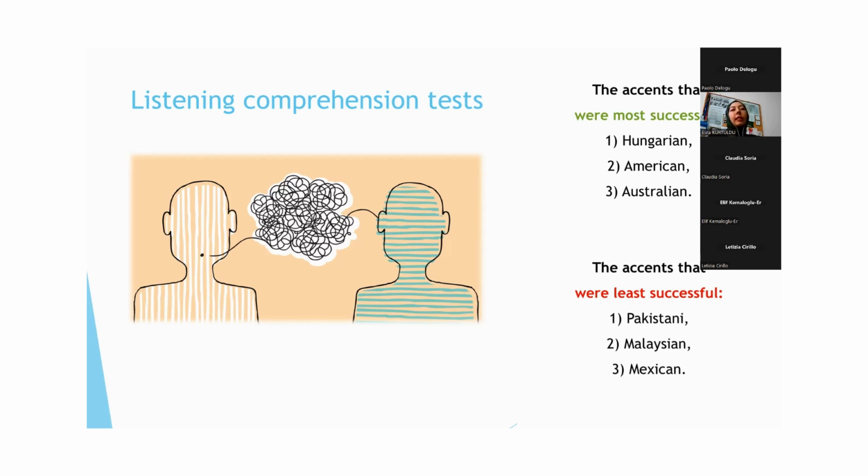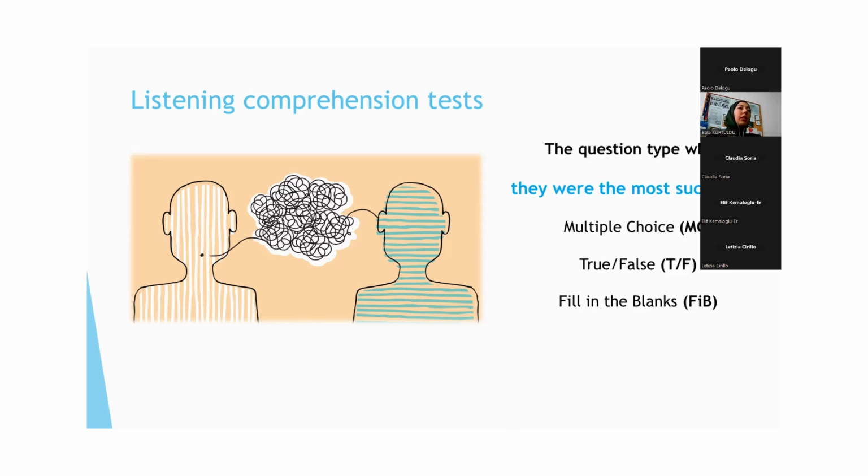And the accents that they were the least successful with happened to be Pakistani, Malaysian, and Mexican. So we can see that the first 2 are outer circle accents, but the third one is an expanding circle accent.